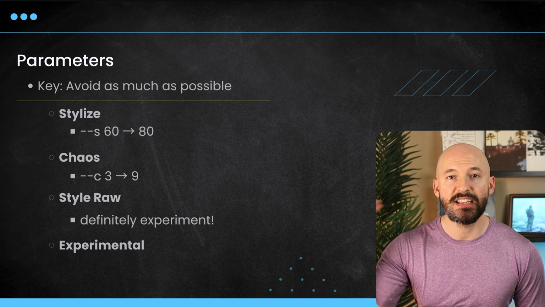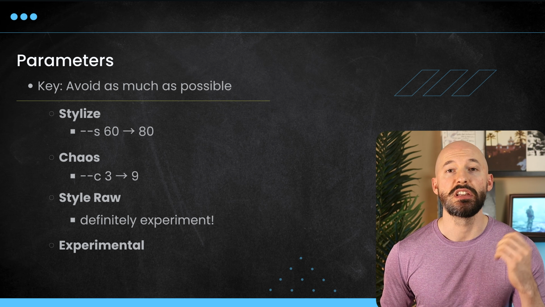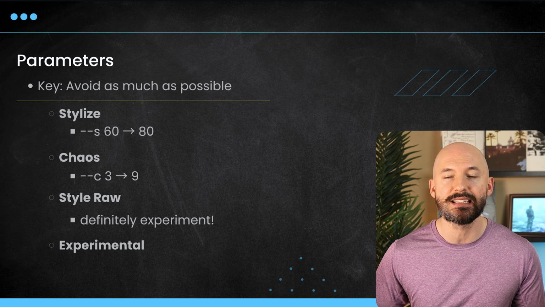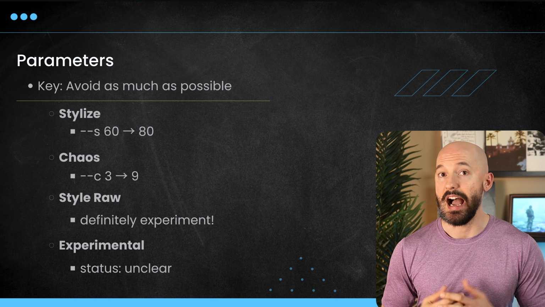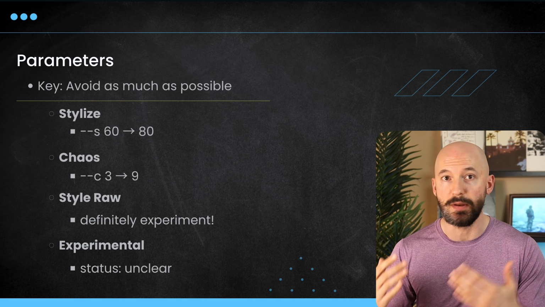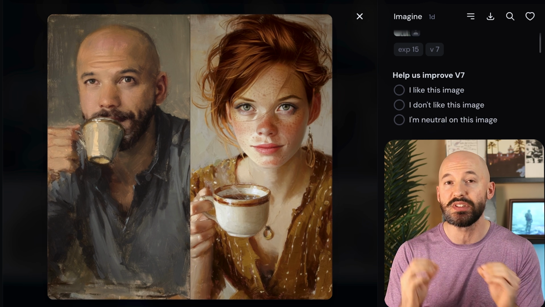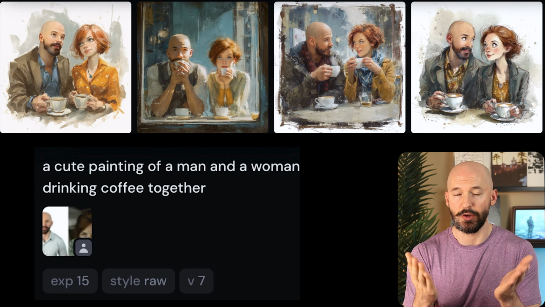And then we have EXP, experimental. The newest parameter is a lot of fun, and I wish I knew how to make it work consistently with omni references. I've seen it make some great images when paired with style raw, but I've also seen it act too strong and reduce the intended accuracy. Like, these are amazing, right?